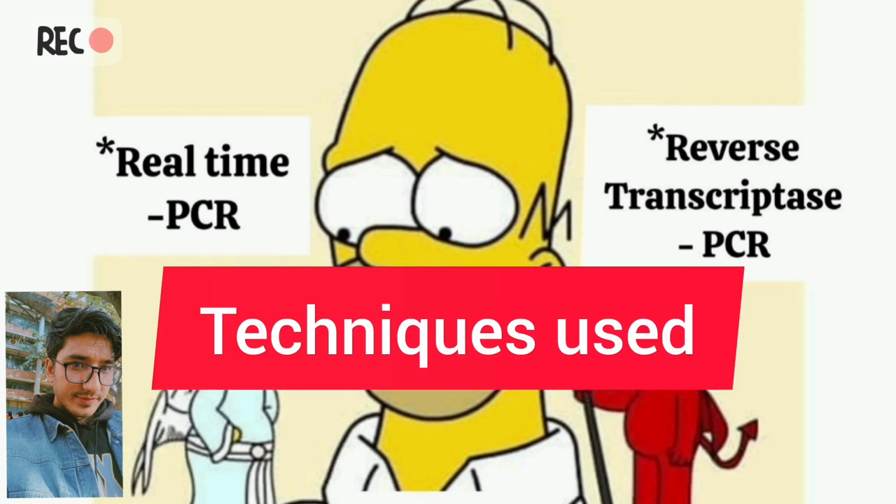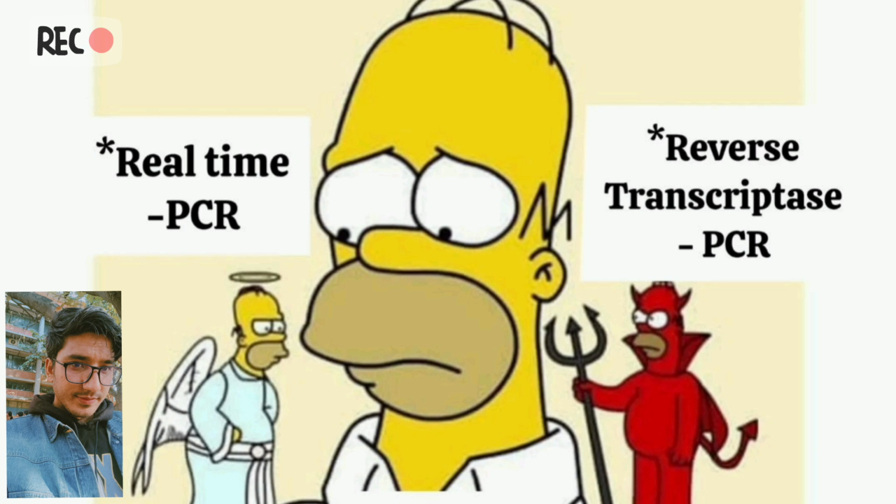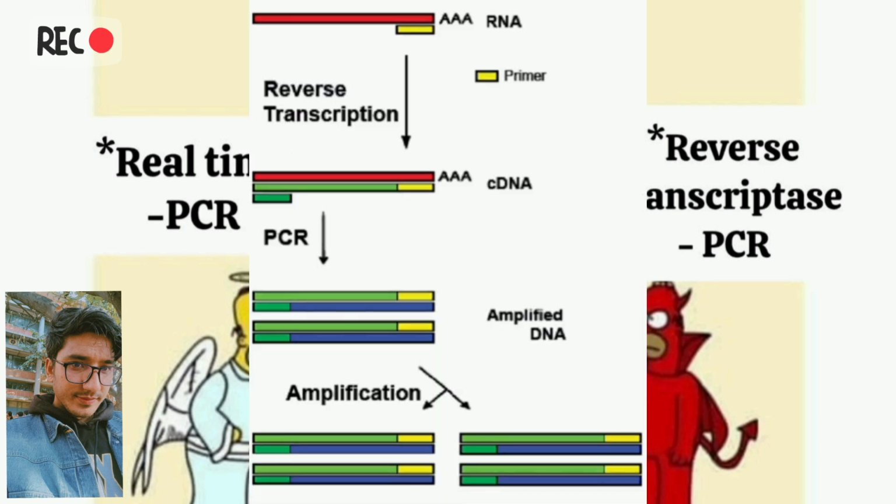Real-time PCR is sometimes called RT-qPCR. RT-qPCR generally measures the amplification of DNA in real time using a fluorescence probe. But reverse transcriptase PCR converts the RNA into complementary DNA, cDNA, before PCR amplification.